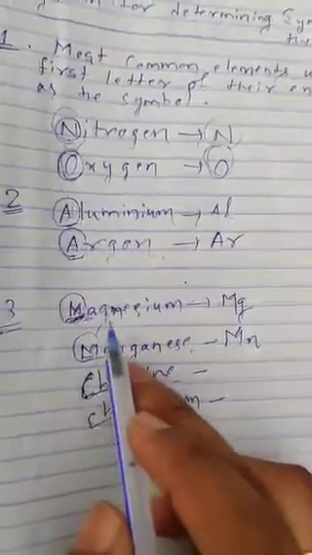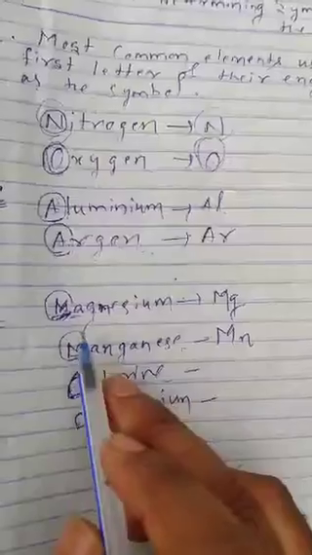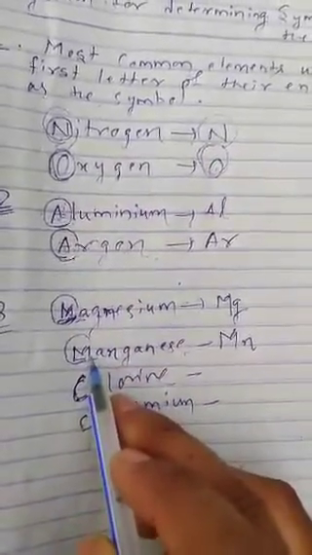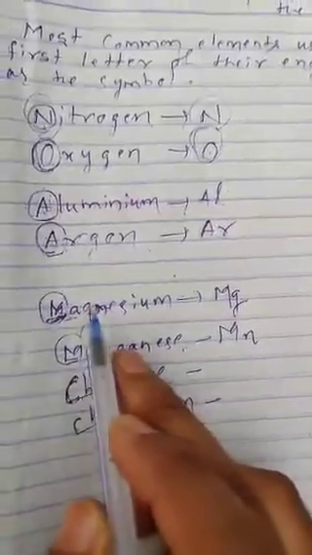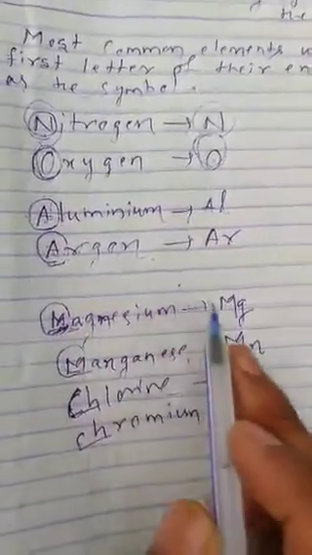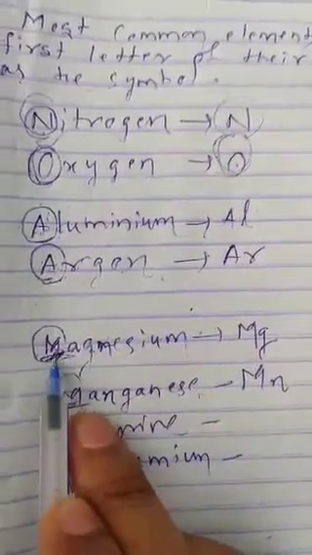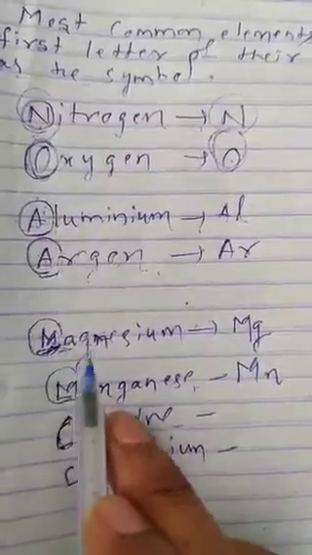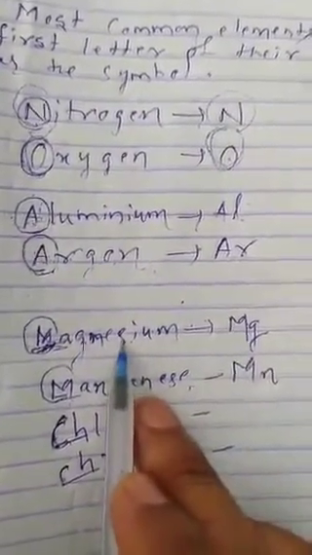Now rule number 3. Rule number 3 is that if the first two letters of two elements are the same, then we use the first letter and the first consonant as their symbol. For example, magnesium. For magnesium, we use the first letter, that is M, and the first consonant, that is G. So Mg is the symbol for magnesium.